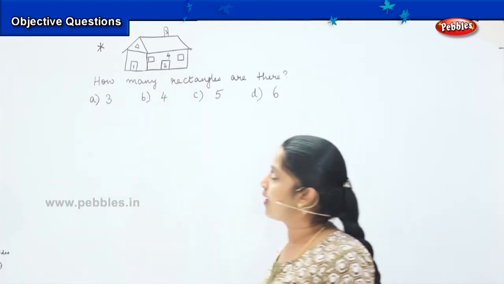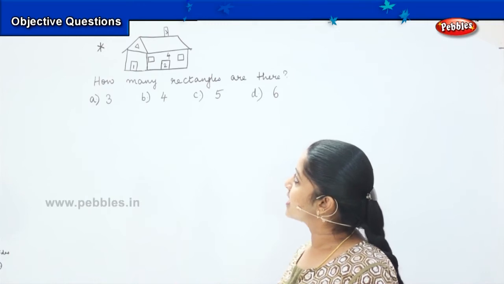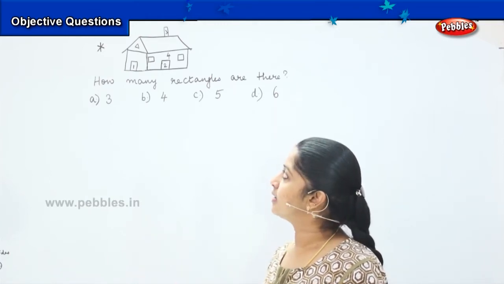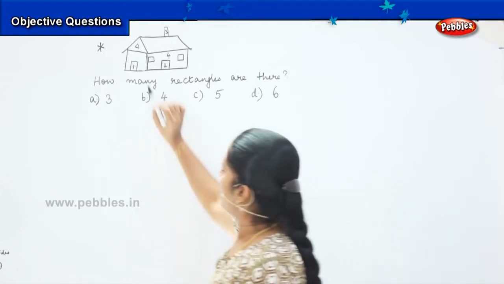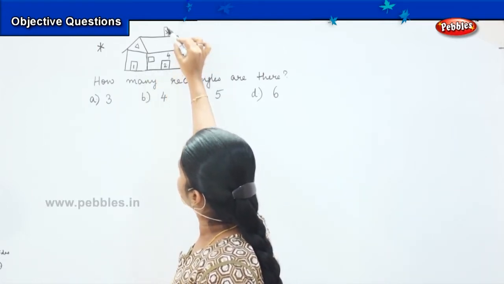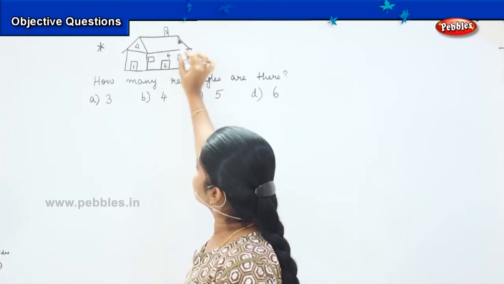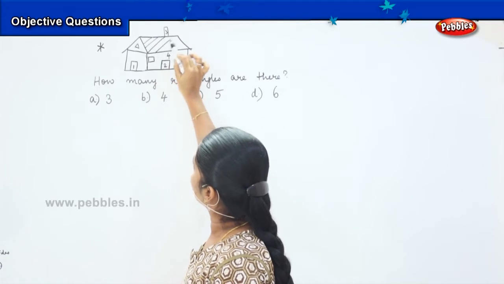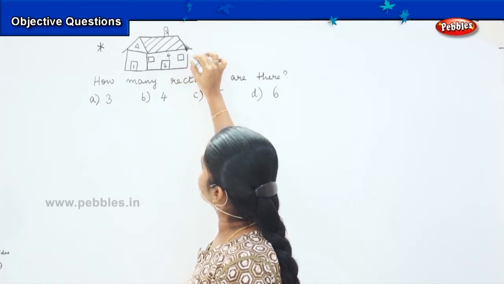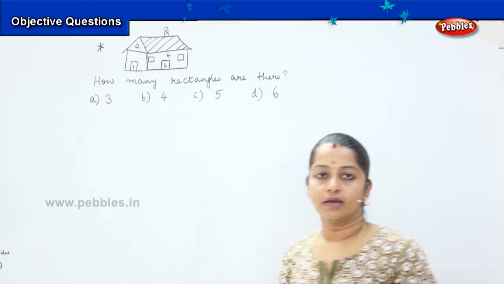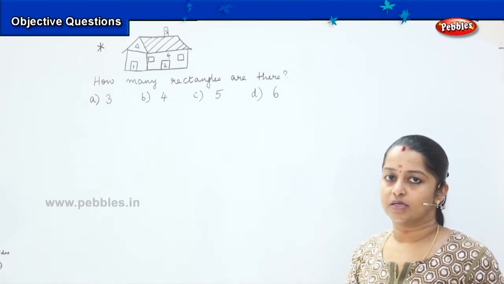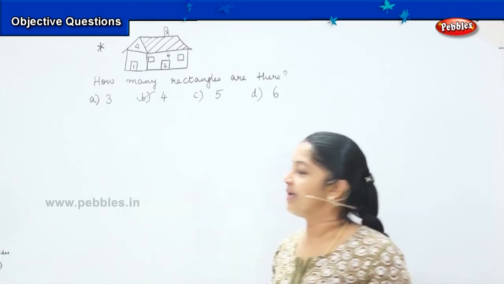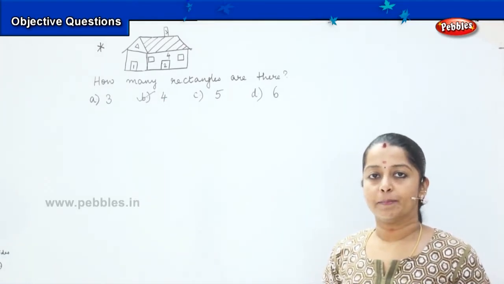And where is the fifth one? Can you see any fifth rectangle over here? No, there is no fifth rectangle. So, how many rectangles do I have? 1, 2, 3 and 4. What shape is this, children? The roof. Can you tell me the name of the shape? You got it correct. It's a quadrilateral, which we studied in our previous class, right? So, I have 4 rectangles and my right option is option B.